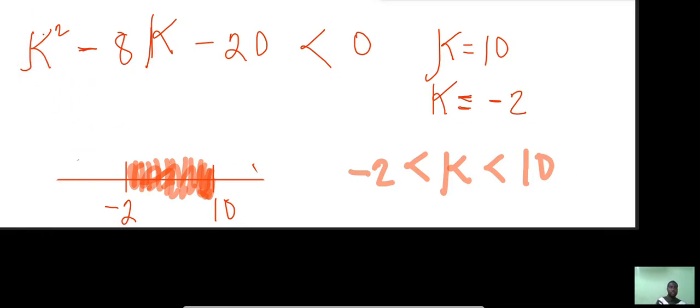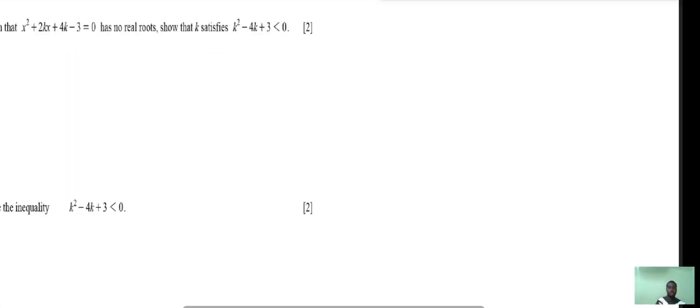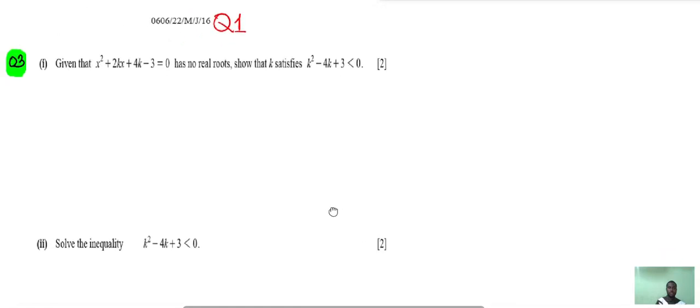From our past question, question 3. Okay, no real roots again, just like what we've just completed doing. The keyword is no real roots. So let's identify that. Do we have two values of y here? No, this has just been well arranged to look like ax squared plus bx plus c equals 0.